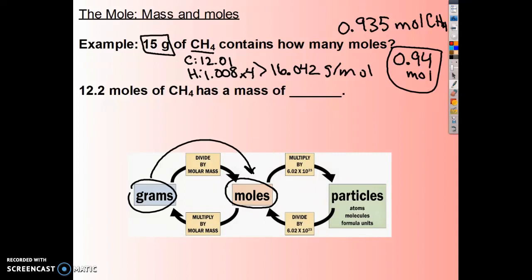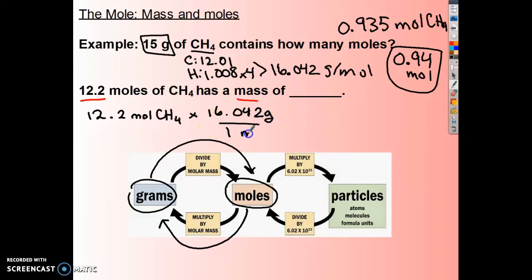So if we're going to go from moles to grams, like it's asking us in this question to go from 12.2 moles of CH4 and find the mass, then we're going the opposite way around this flowchart to remind us of what we need to do. Starting from moles to go to grams, we have to multiply by the molar mass. I'm going to write that out so you can actually see how our units are going to cancel. If we have 12.2 mole CH4, we want to multiply by our molar mass, which is 16.042 grams in 1 mole.